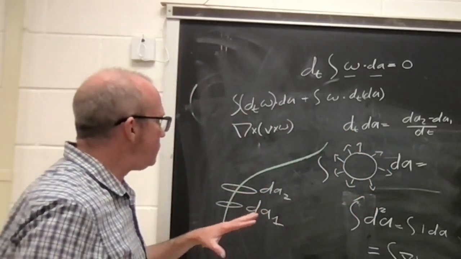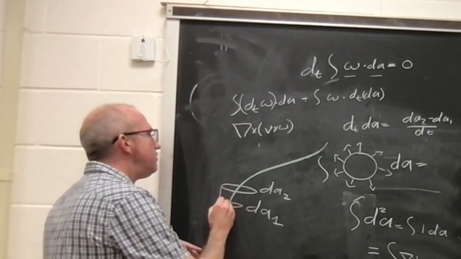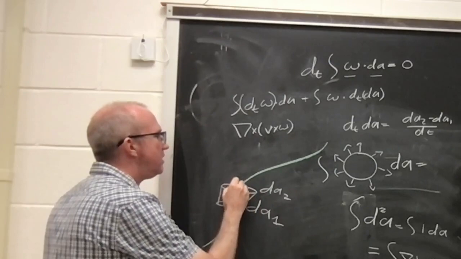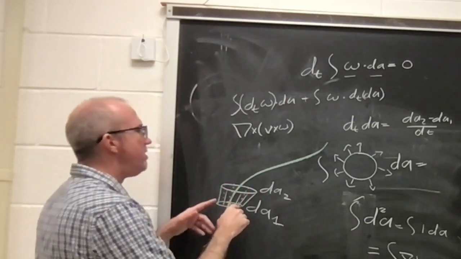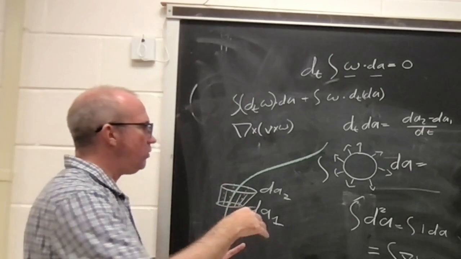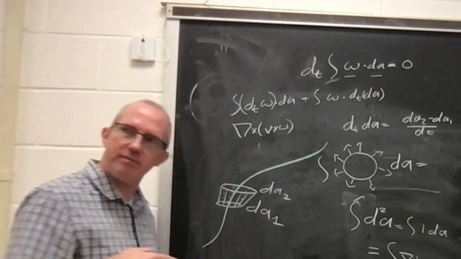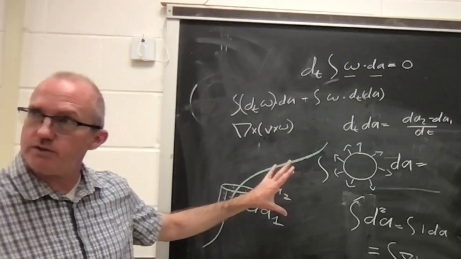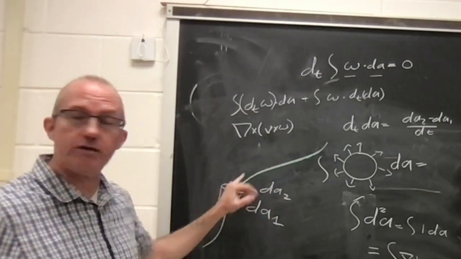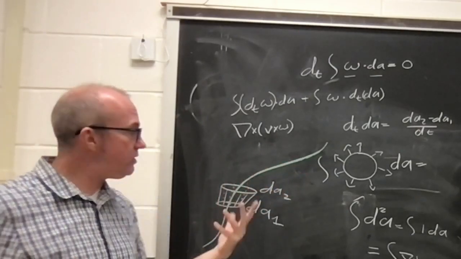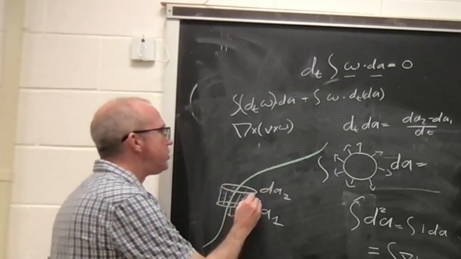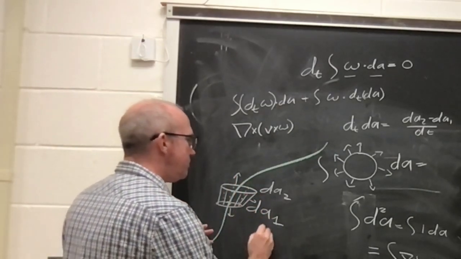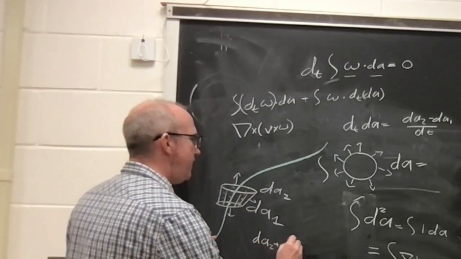So what we need to do is take this surface, and we're going to make a little volume out of this. So now I've got a little can with dA2 at the top and dA1 at the bottom. And remember, what I'm looking for is the difference between dA1 and dA2. That's what's going to give me how dA evolves in time. What I'm going to use is the fact that the outward normal around this whole thing is 0. So I can say, what is the outward normal around the whole thing? It's going to be dA2 plus dA1.